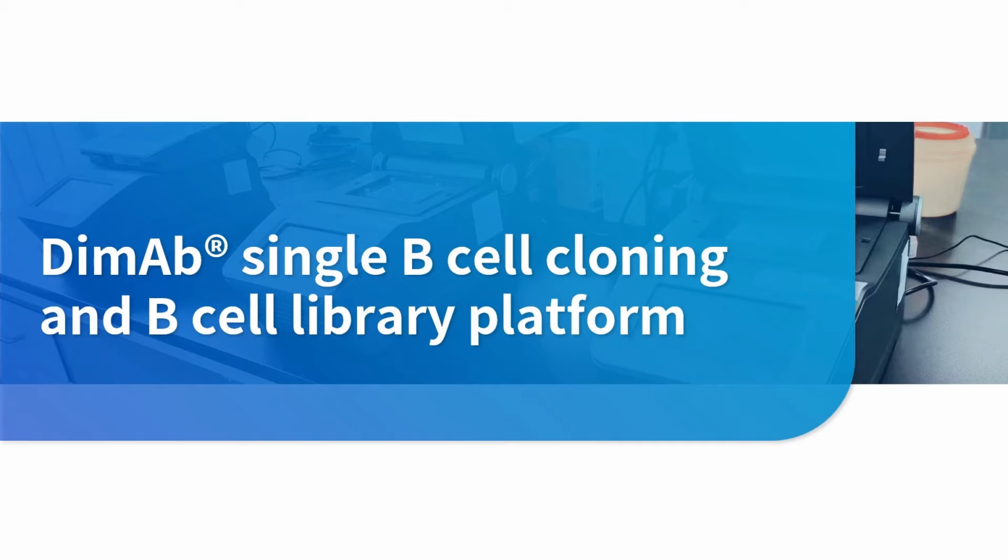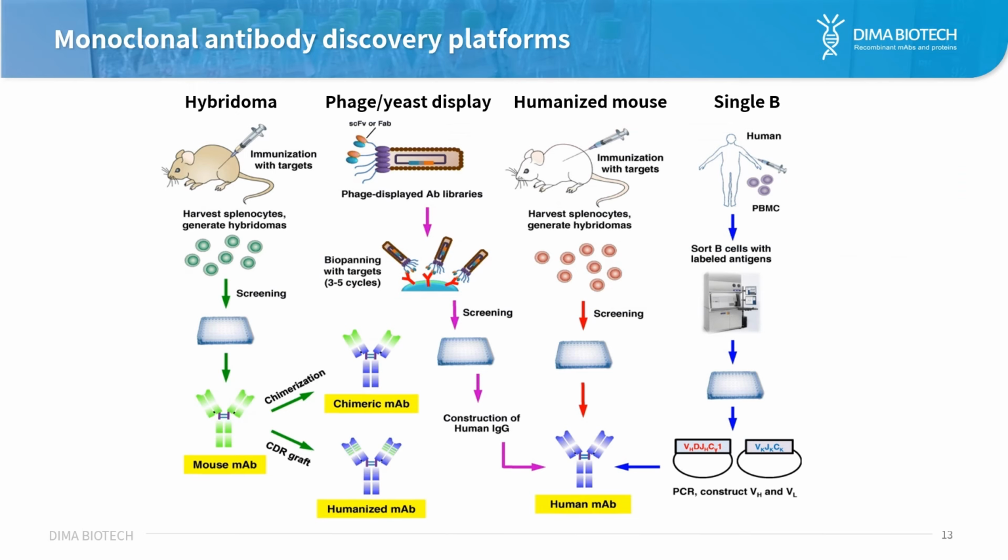It is a single B-cell cloning platform, and the B-cell library comes from this platform. As I mentioned before, there are a few antibody development platforms used to produce monoclonal antibodies, such as hybridoma, phage, and yeast display, as shown in this slide. You can also humanize other species' antibodies to get human antibodies. Single B-cell technology is the most cutting-edge, state-of-the-art technology.